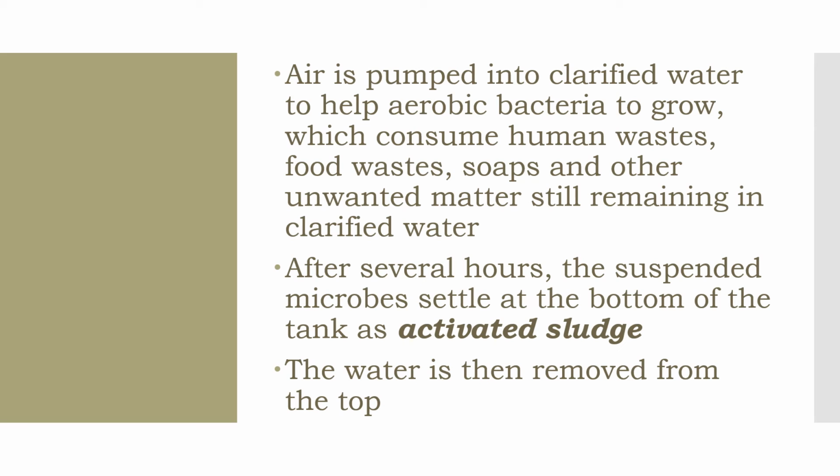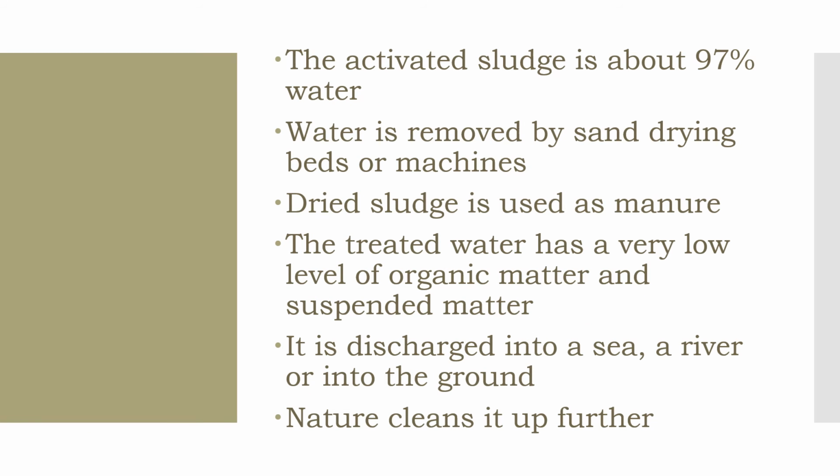After several hours, the suspended microbes settle at the bottom of the tank as the activated sludge. The water is then removed from the top. The activated sludge is about 97% water. Water is removed by sand drying beds or machines. Dried sludge is used as manure.